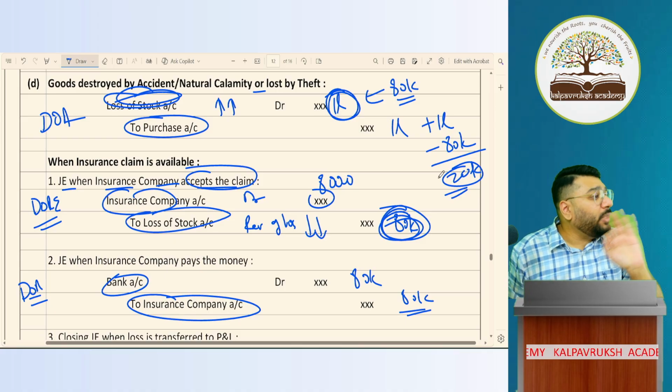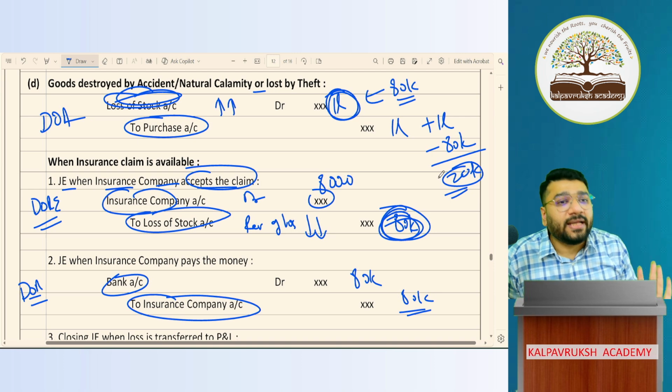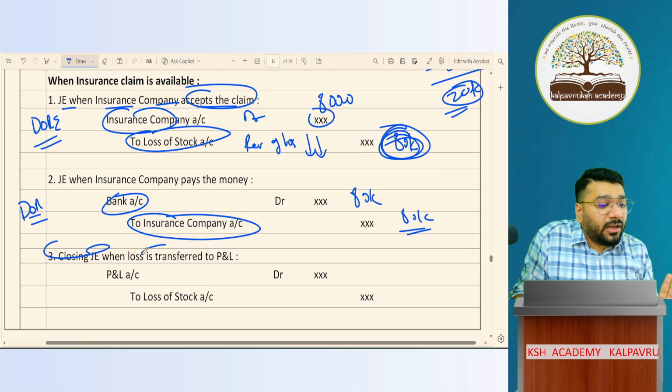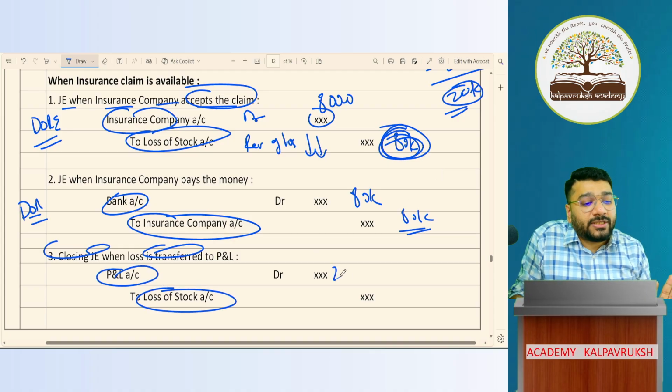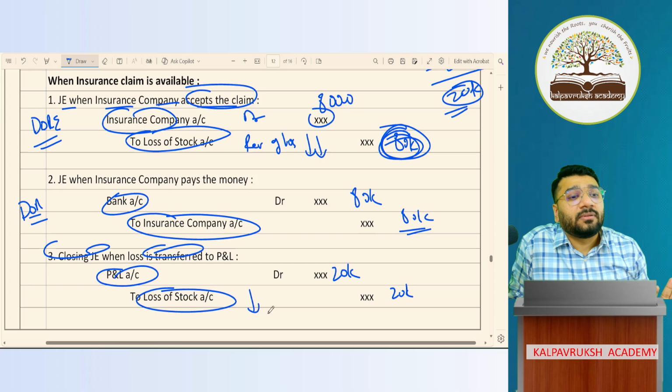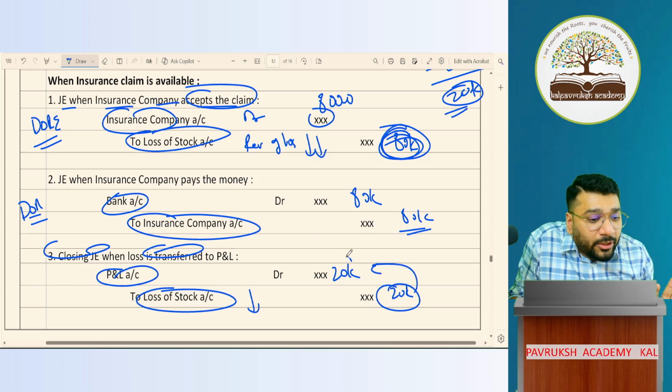Those who don't know closing entry, don't panic. When I do final accounts, that time I'll teach you what is closing entry. Got it, not got it? So the closing journal entry for transferring the loss: P&L account debit to loss of stock, 20,000, 20,000. Loss amount 20,000, I'm transferring to P&L account.